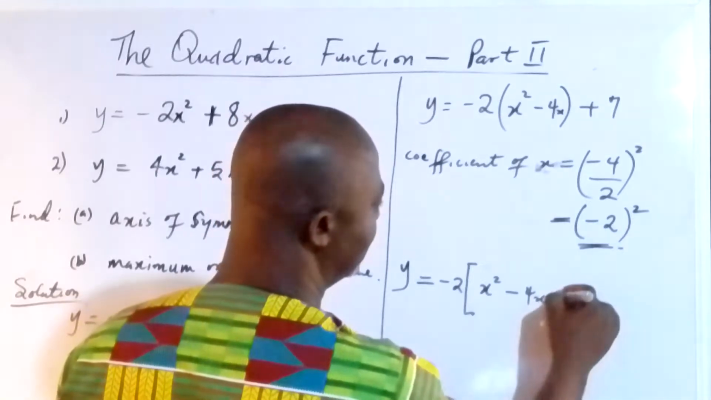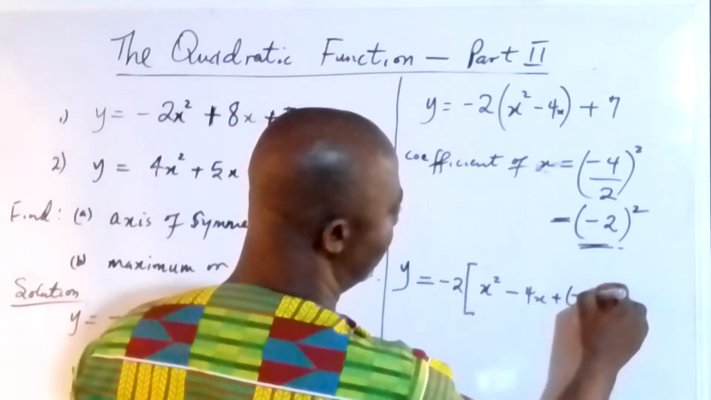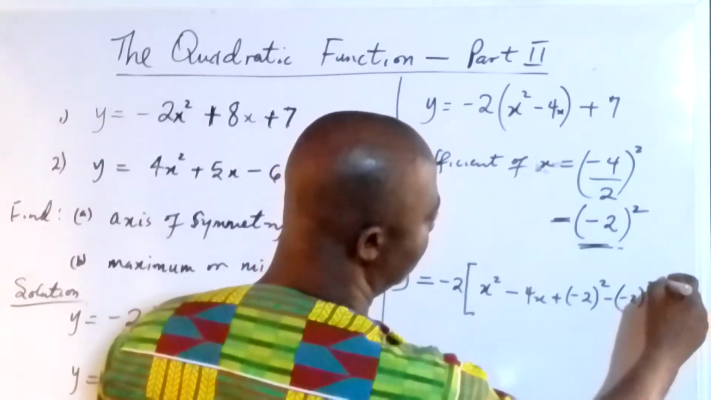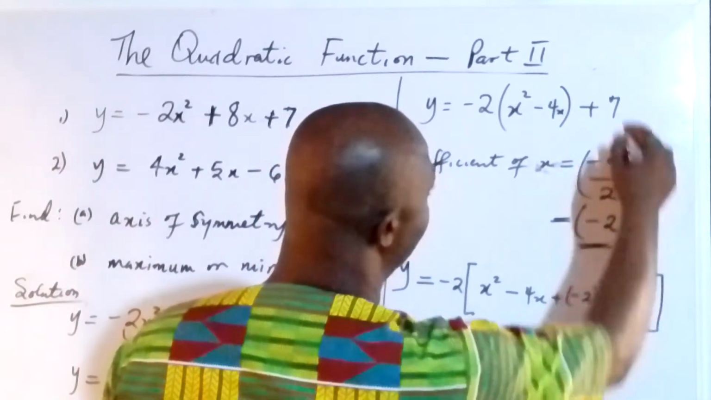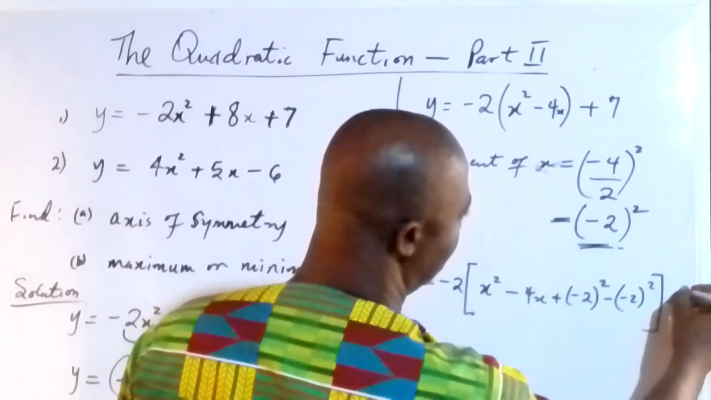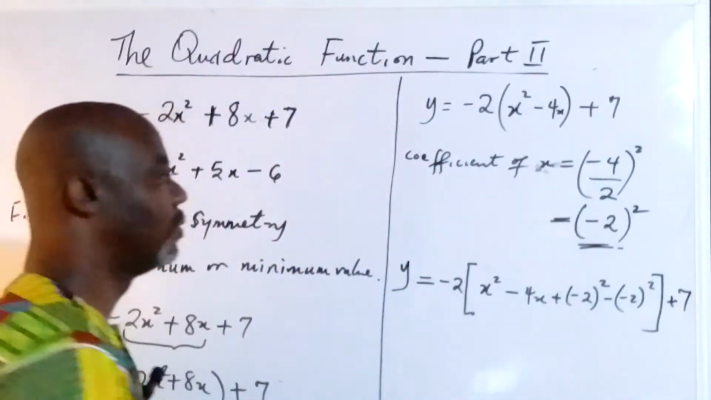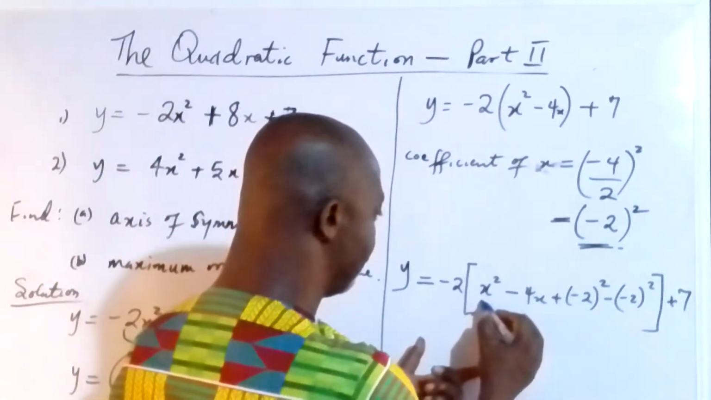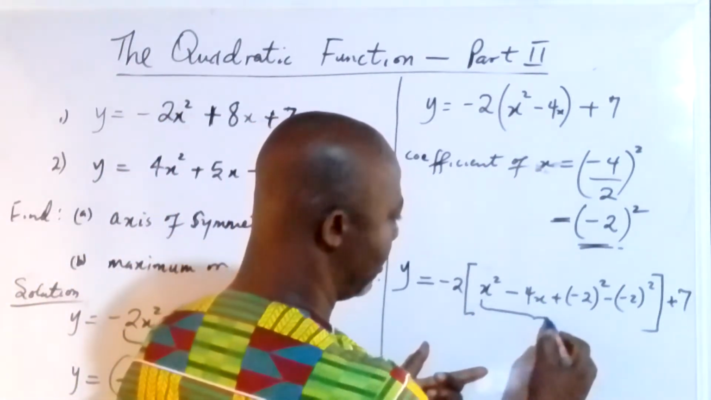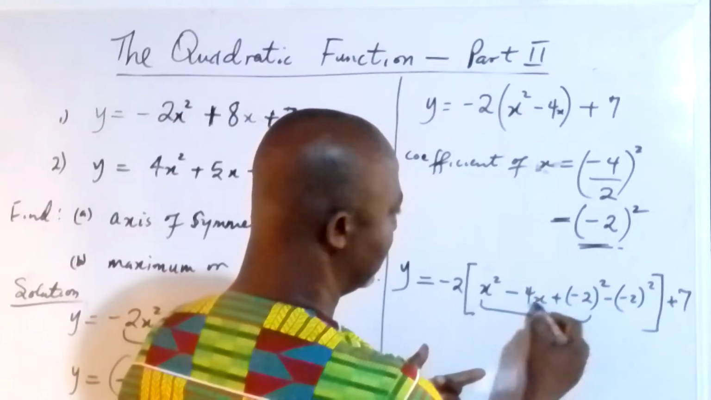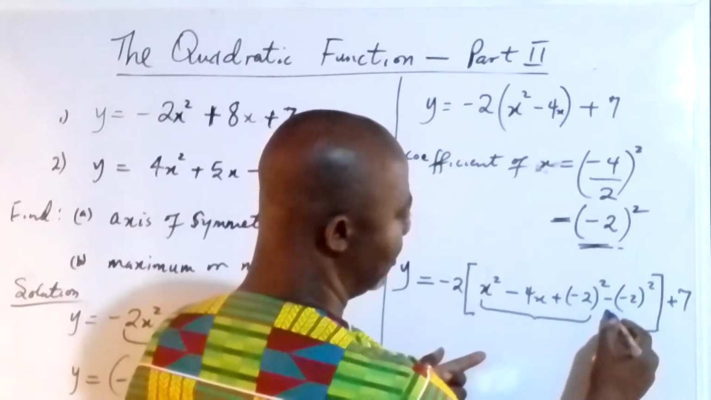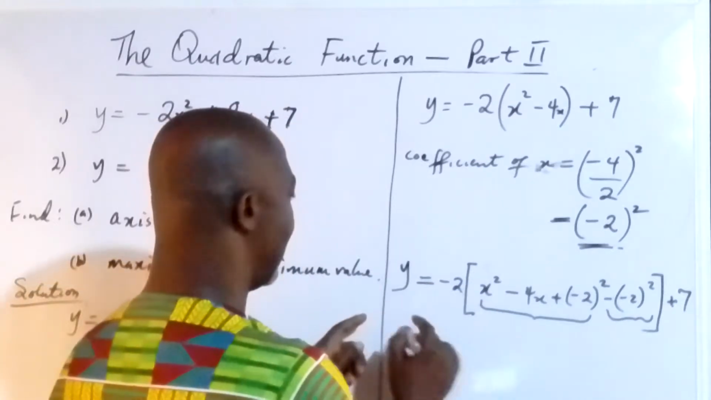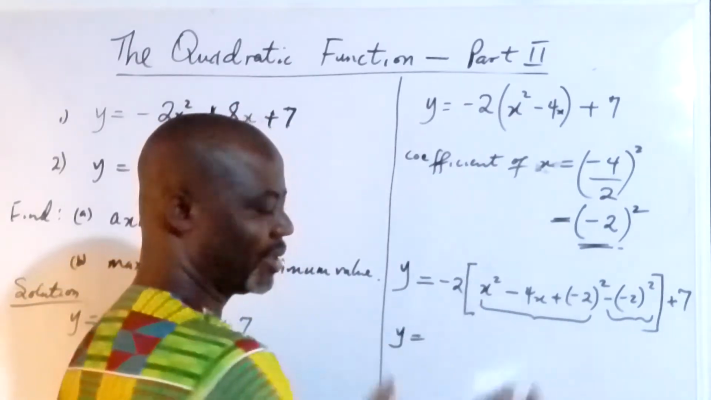Then I introduce this plus minus 2 squared, then minus 2 squared, close the bracket, and then of course I have my plus 7. Okay, so what I'm going to do now is I will further group these three terms as one and then separate from this other one. So what I do now is to expand the bracket this time.